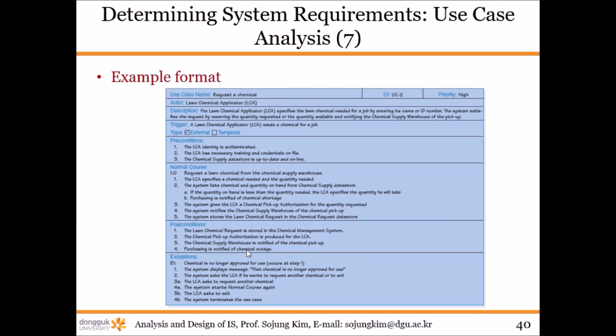And here's the format of the use case analysis. So the use case name is here, and I already mentioned all the terminologies, right, in previous slides. So here we cast a chemical, and the ID is here, priority is high, medium, low, and the actor is a known chemical applicator, so LCA. This is the type of job actually. And then description. So the LCA specifies the chemical needed for the job by entering its name and ID numbers. So this is the action, right?